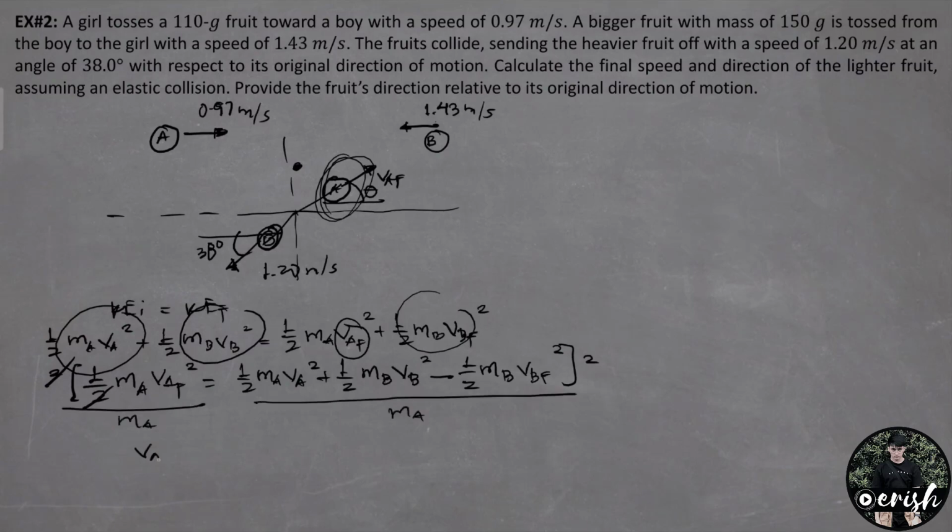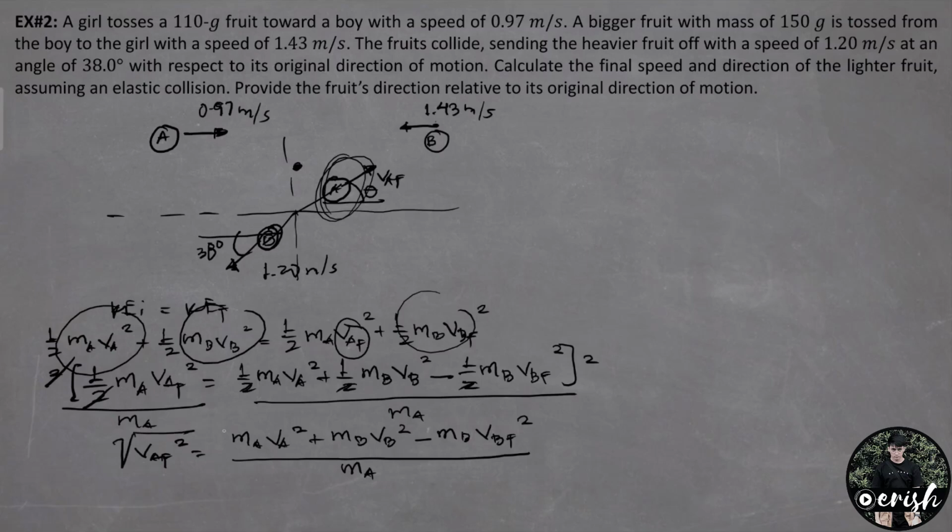So we have velocity of A final square equals, makakancel na rin lahat ng 1/2 dito. We have mass A, velocity A square, plus mass B, velocity B square, minus mass B, velocity B final square, divided by mass A. So to solve for the final velocity of A, we take the square roots of each side of the equation para makancel ito.